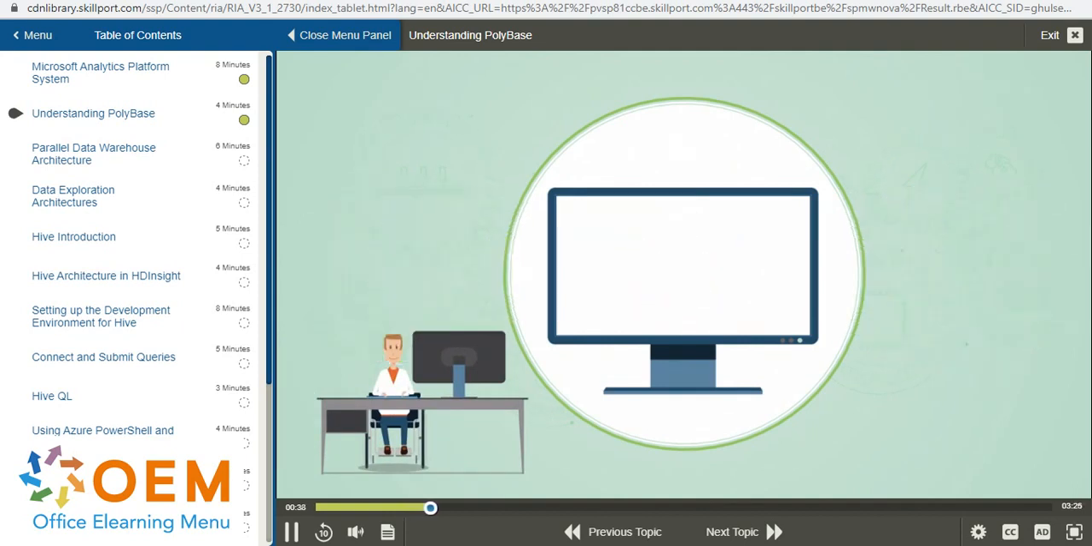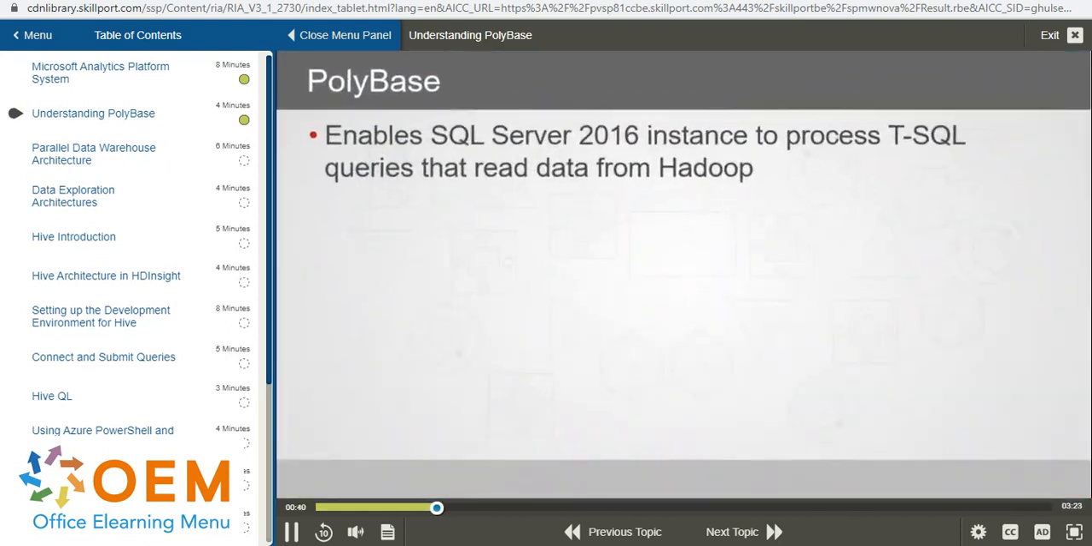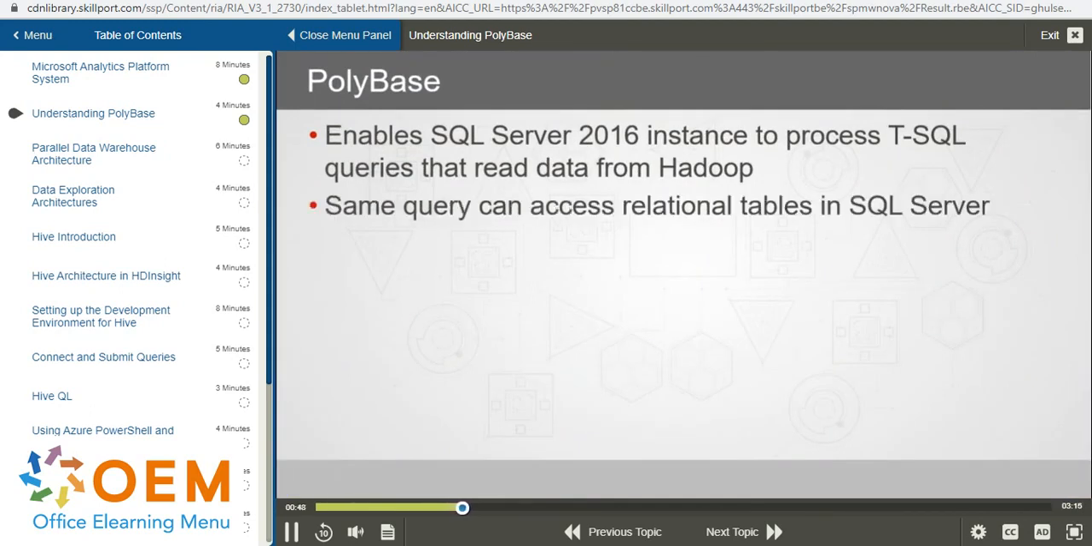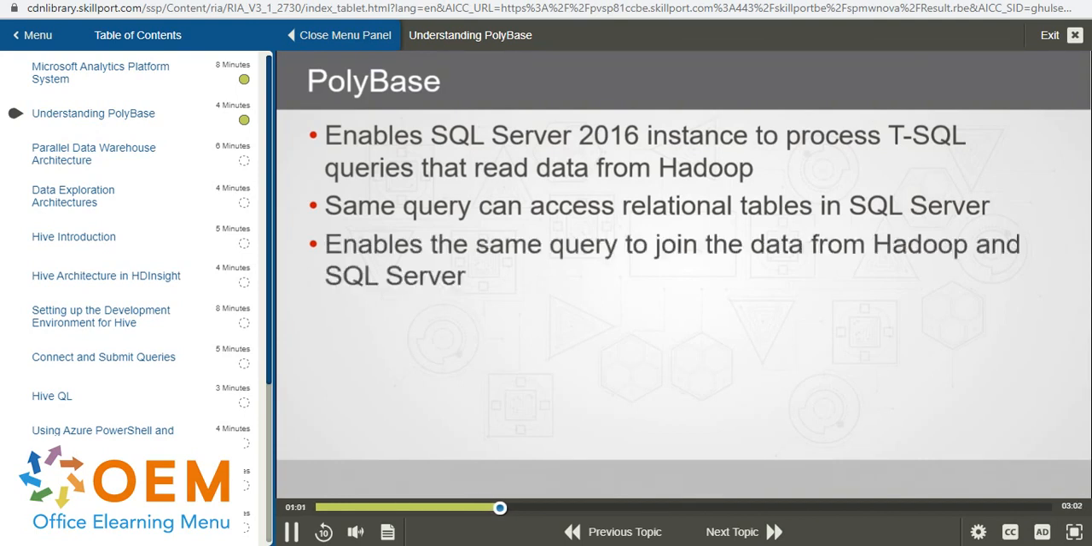Polybase capabilities enabled in SQL Server 2016 instance helps us to process data which is stored in Hadoop by using T-SQL queries. In other words, we can use the same query that is written for relational table access to access data from Hadoop, where data is stored across multiple different data nodes in its native form.